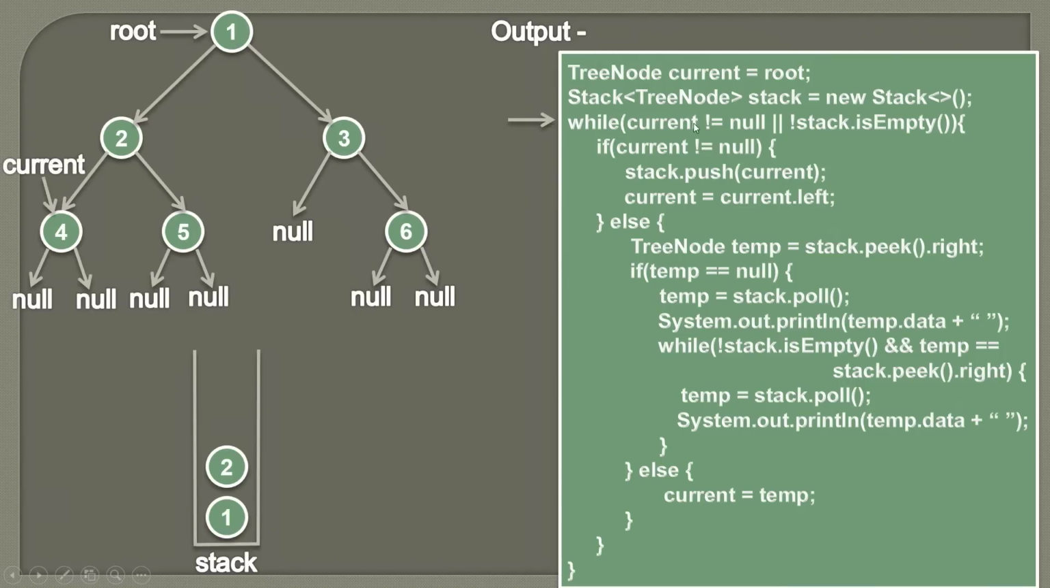And similarly current is not equal to null, so this condition comes out to be true. Here current is not equal to null because it is pointing to node 4. So we simply push current onto the stack because there can be a possibility that there is a left subtree or a right subtree. So 4 is on the stack, and we go to its left by assigning current's left to current. So current will point to its left, which is null value.